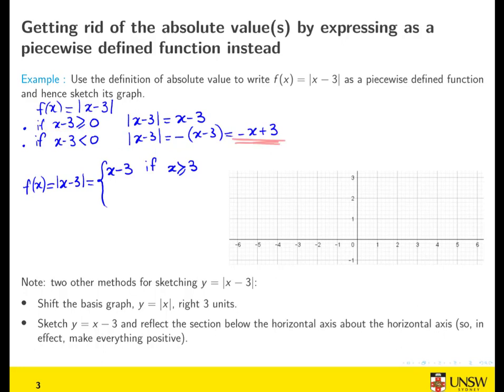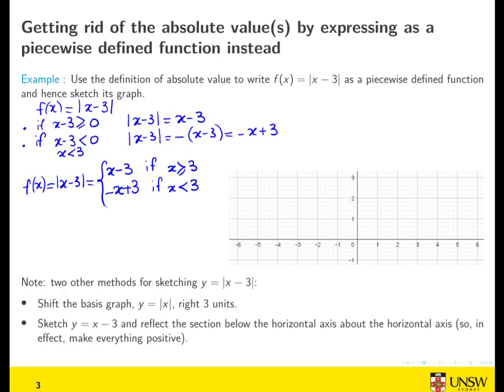And it can also be equal to minus x plus 3, and this happens if x minus 3 is negative, which is the same as saying that x is less than 3. So I rewrite this here. The absolute value of x minus 3 is minus x plus 3, and this happens if x is less than 3.